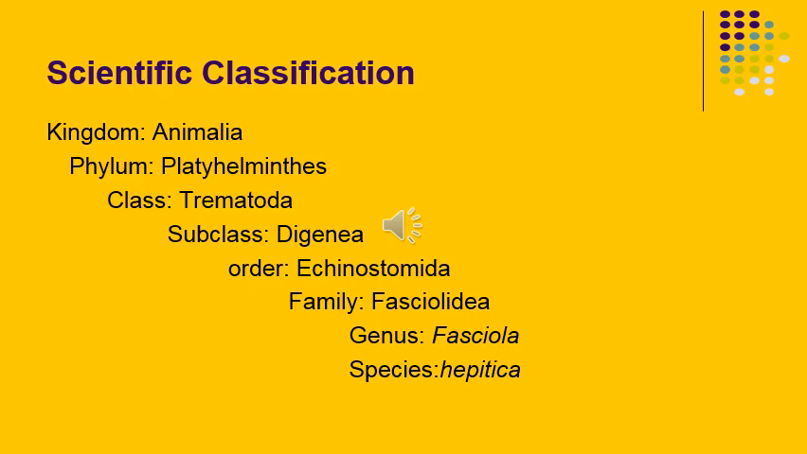In this slide, we are talking about the scientific classification of trematodes. As you can see, the kingdom Animalia, the phylum Platyhelminthes, the class Trematoda, subclass Digenea, the order Echinostomida, the family Fasciolidae, the genus Fasciola, and the species is hepatica.